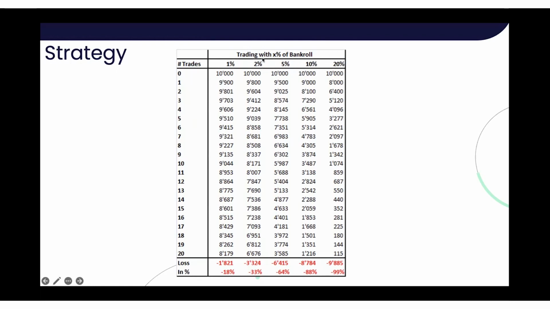But with 2%, look, after 20 days, you will lose 33% of your account. So just consider how much you have to earn to recover 33%. You have to earn 50% to recover, because you already do not have the 10,000. You already have 6,000. So this is the difference between 2% and 1% in the long term. And also 5%: after 20 days, 64% losses. And if you start opening trades with 20%, in 20 days you will blow your account. 99% of your account will be destroyed.